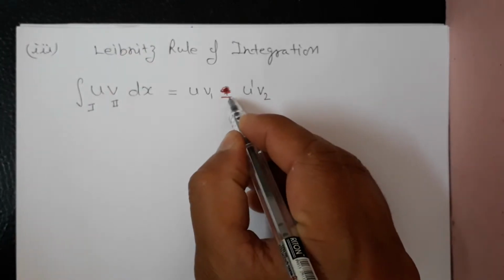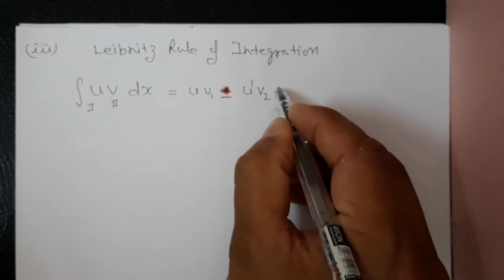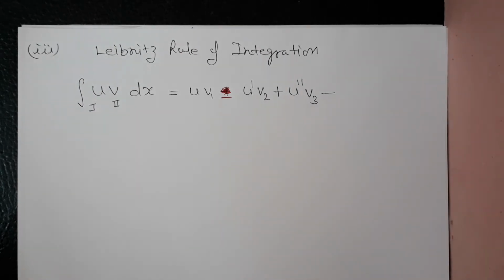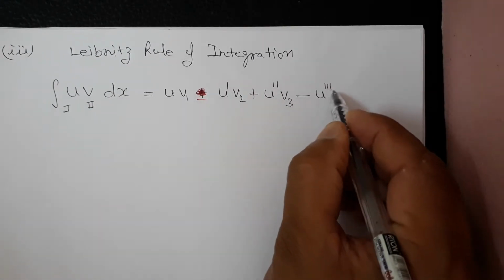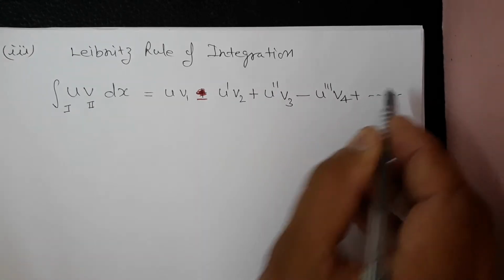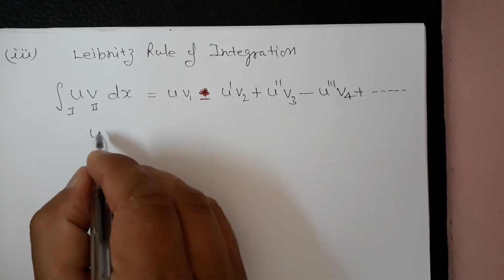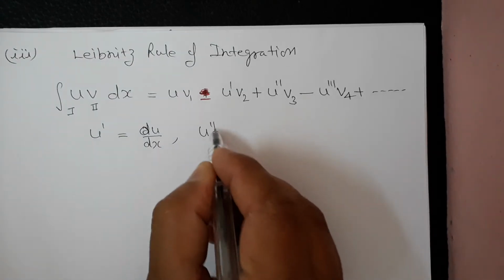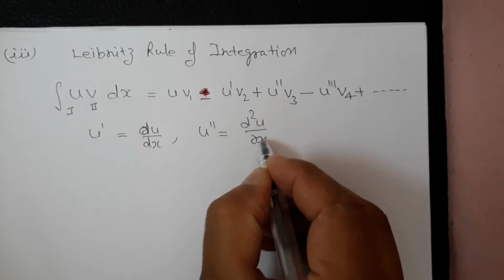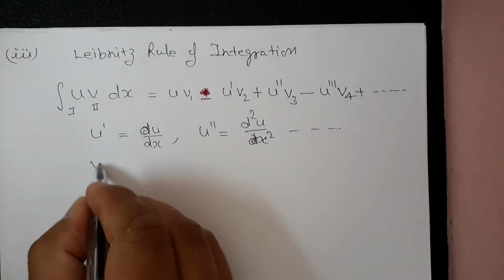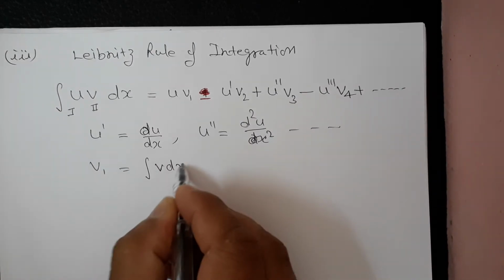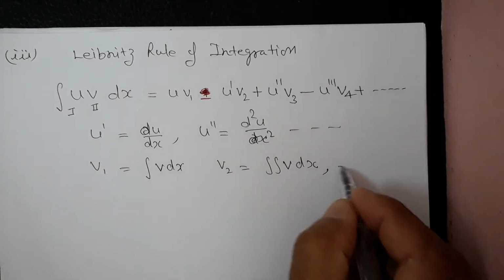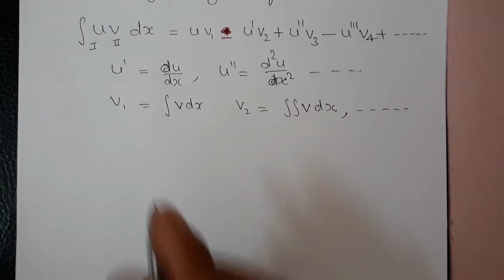So u v1 minus u dash v2, then alternatively positive u double dash v3, then minus alternatively u triple dash v4 plus, and so on, where u dash means derivative of u with x, u double dash means double derivative of u with x, and so on. v1 means first integral of v with x, v2 means second integral of v with x, and so on. So this is called the Leibniz rule of integration.